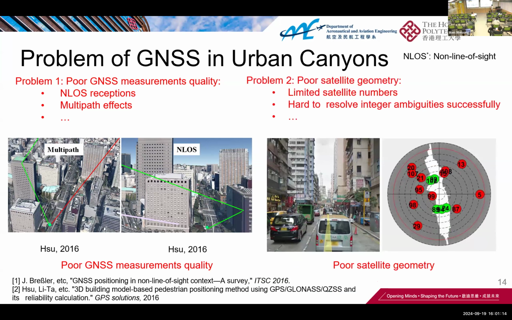For example, this is a snapshot in Hong Kong. How do we understand this figure? The white area corresponds to the sky area, which is quite limited. The circles with numbers represent the satellite index, for example, 98 for a GPS satellite. We can find that the majority of satellites are located on these two sides, in the gray area. The gray area means the building area, so the red satellites are actually blocked by the buildings.